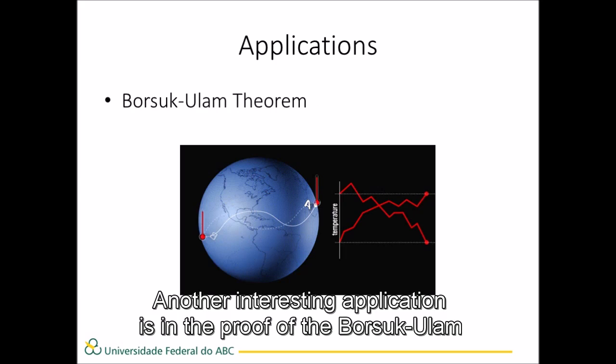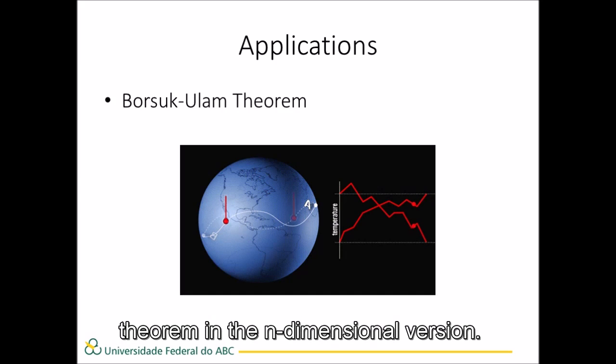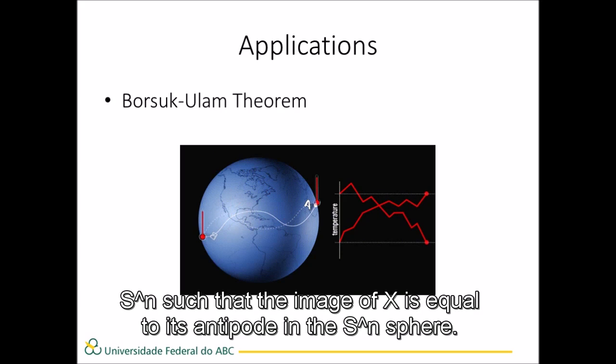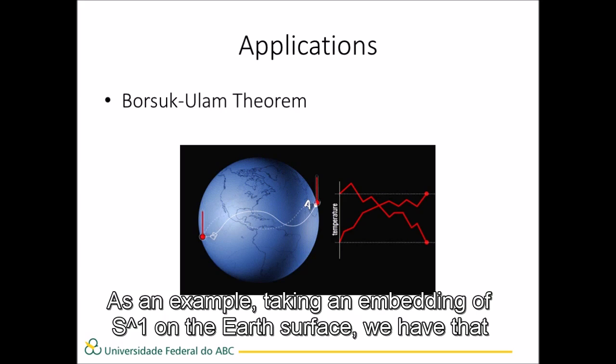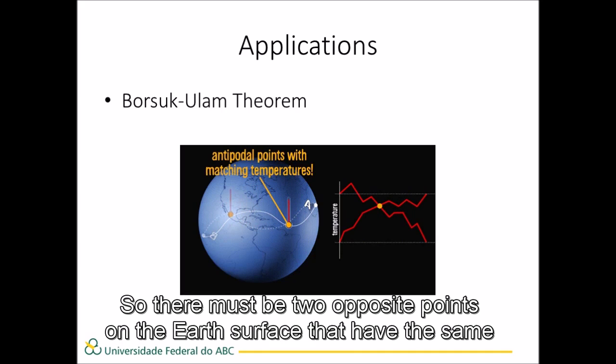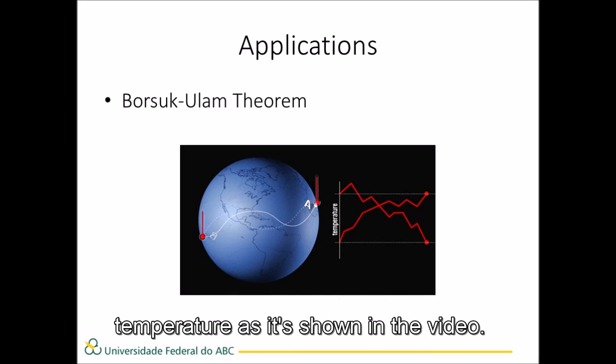Another interesting application is in the proof of the Borsuk-Ulam theorem, in the n-dimensional version. The Borsuk-Ulam theorem says that every map of Sn into Rn has a point x in Sn such that the image of x is equal to the image of its antipode in the sphere Sn. As an example, taking an embedding of S1 on the Earth's surface, the function that takes a point of S1 to its temperature is a continuous function from S1 to the real line, so there must be two opposite points on the Earth's surface that have the same temperature, as shown in the video.